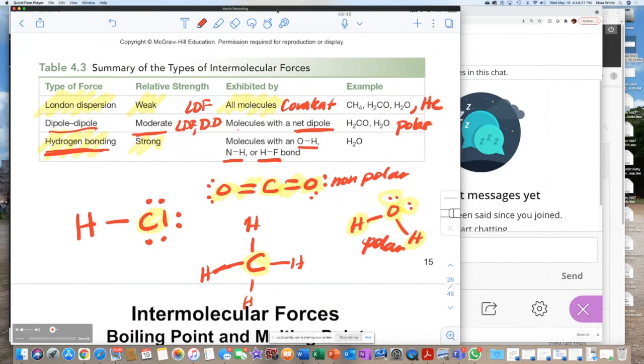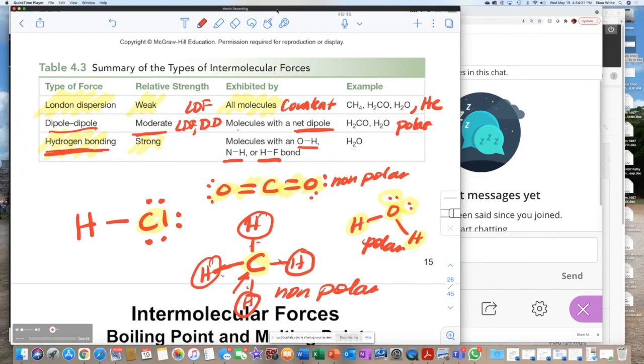Let's look at the carbon. The carbon over here is surrounded by four hydrogens and they're all alike. What about the bonds? The bonds are all alike. Do they have lone pairs? Nope. So non-polar.